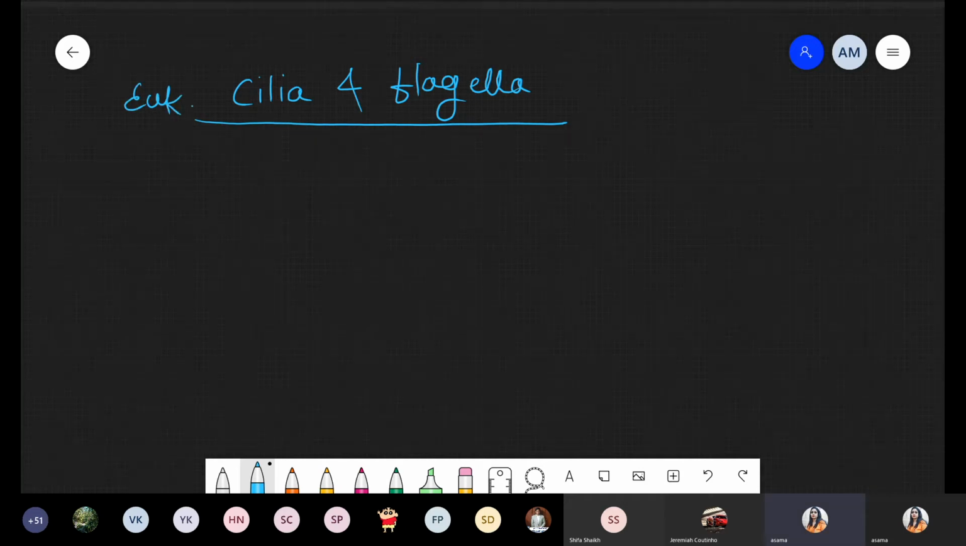Such a structure is totally absent in prokaryotes; flagella are present, but more specifically we are talking about eukaryotic flagella. Now, what are the cilia and the flagella? Simply, these are outgrowths from the plasma membrane. So these are some fine hair-like structures.